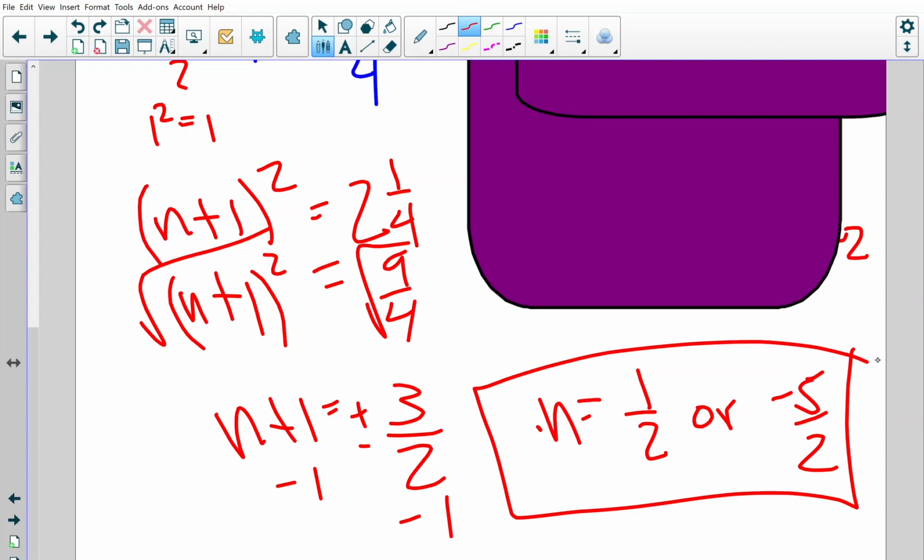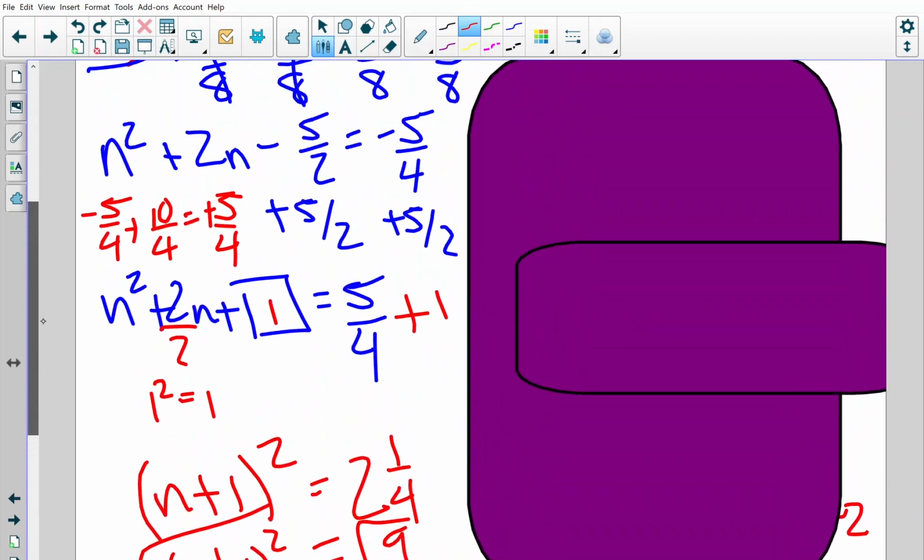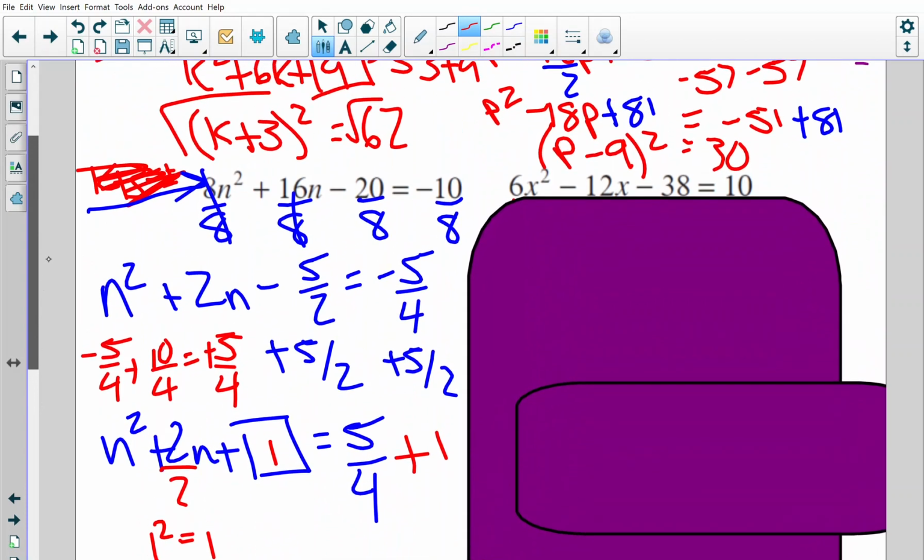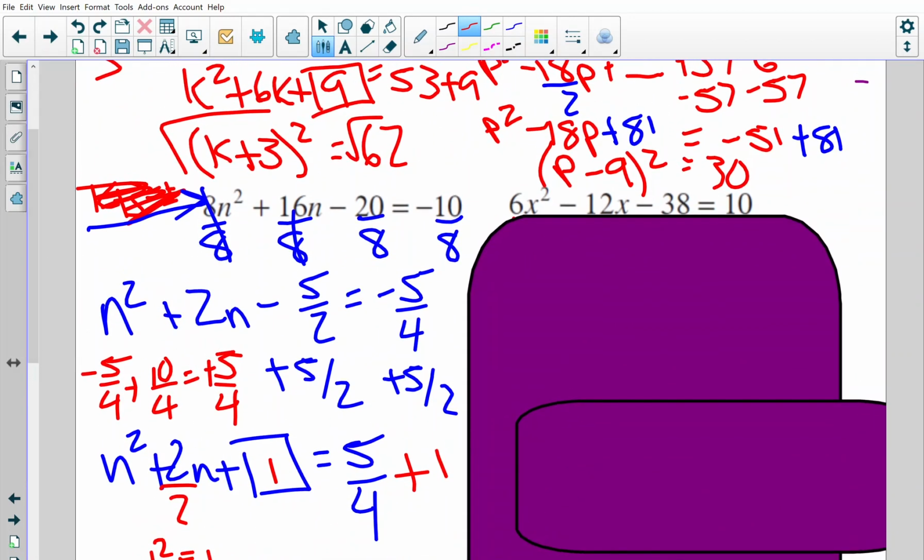A lot going on. You need to know fractions. You need to know foiling, binomial construction, algebra. Channel your inner Miss Mead. Try this one over here. Hit pause and do it.